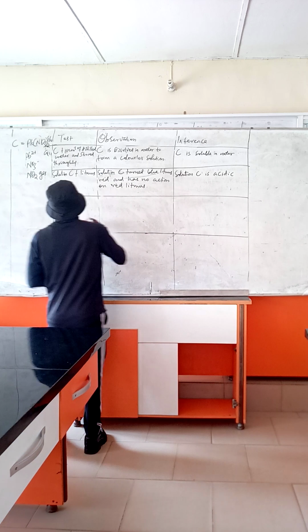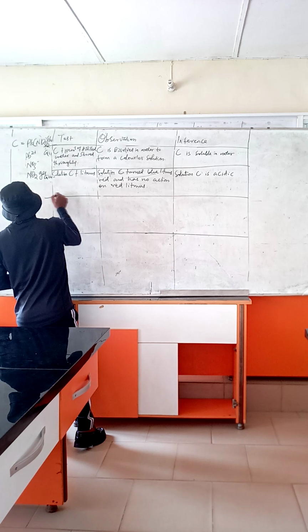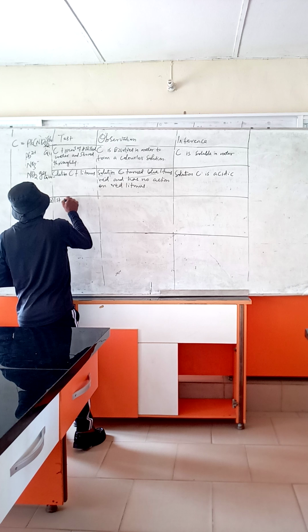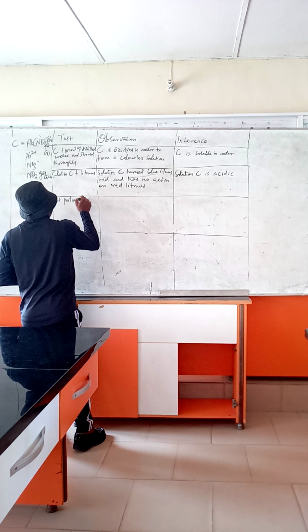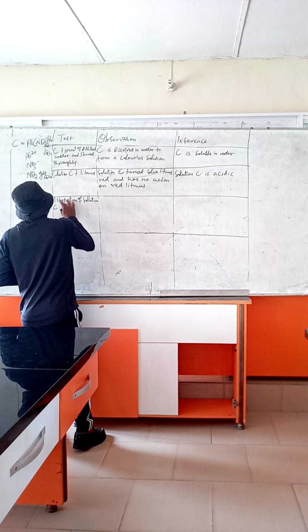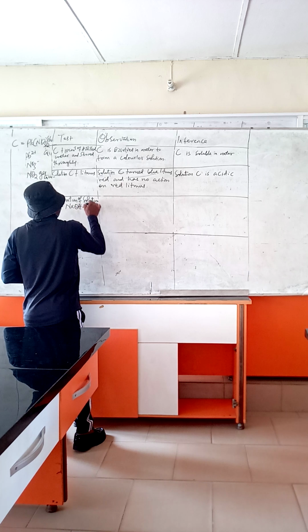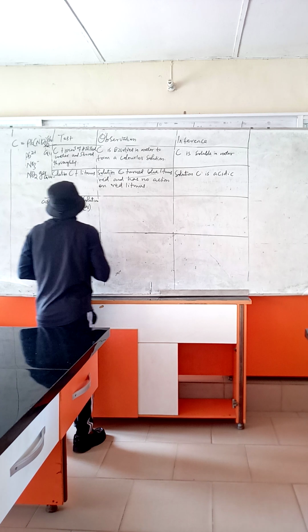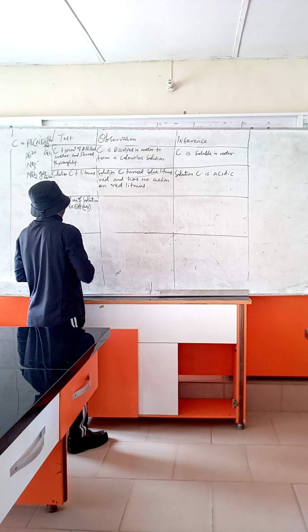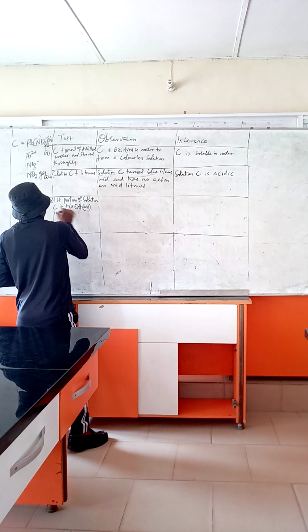Okay, now the instruction could also be: divide solution C into 3 portions. Then to the first portion, it is AII. First portion of solution C plus one of the reagents used in identification of cations, which is sodium hydroxide solution, that is NaOH aqueous, in drops first.